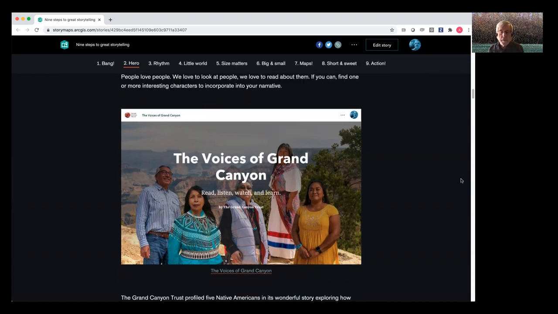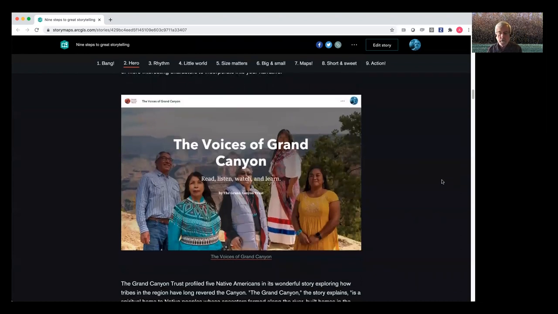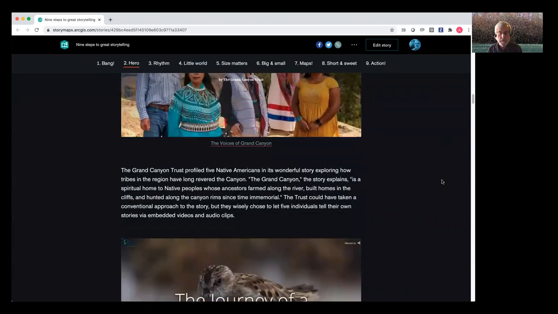An example here, of course, of several heroes is a beautiful story that the Grand Canyon Trust did of featuring tribal people and talking about their deep cultural ties to the Grand Canyon as essentially a sacred space.